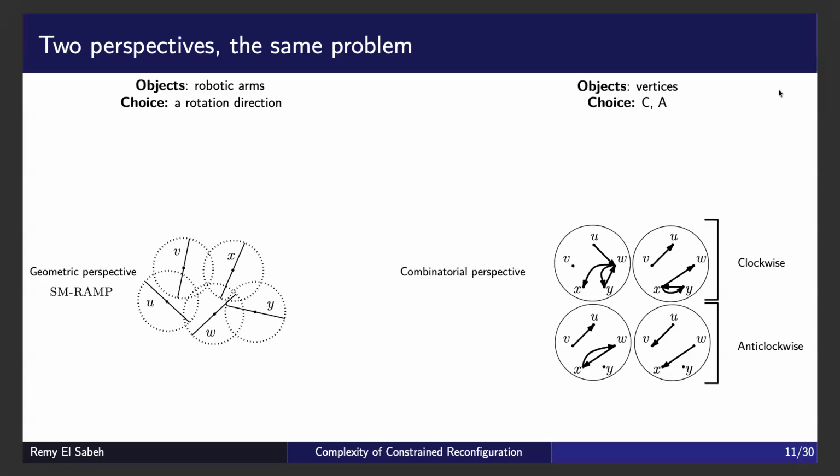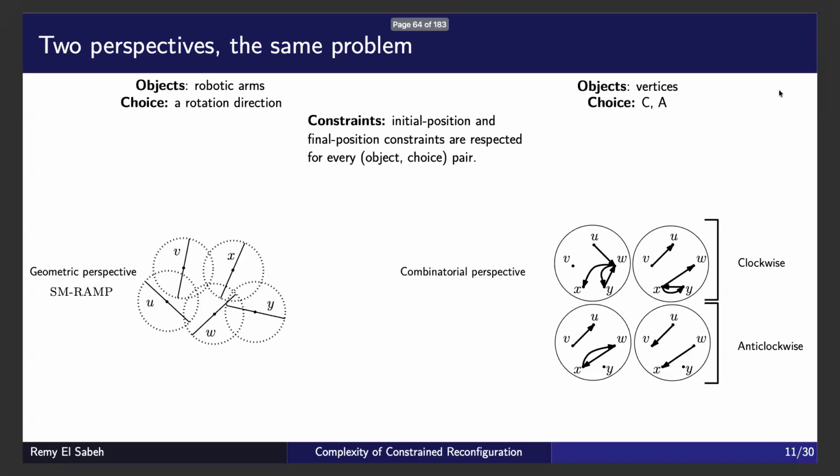So depending on what rotation direction we decide to assign to a vertex, that will determine which constraints need to be satisfied in a solution to the problem concerning this specific vertex. So in both cases, the constraints are the initial position and the final position constraints that need to be satisfied for every object and whatever choice it's given.